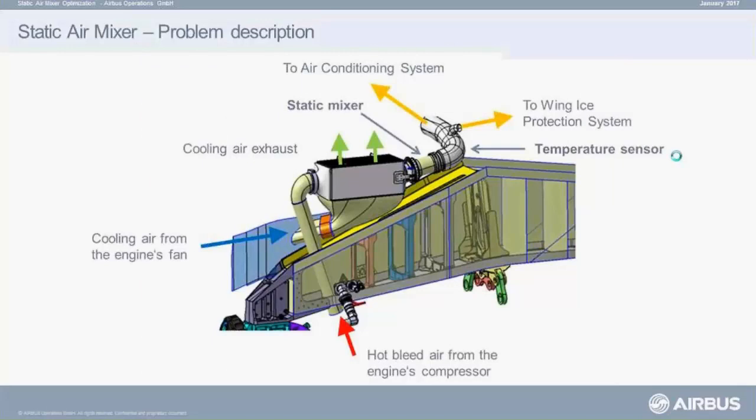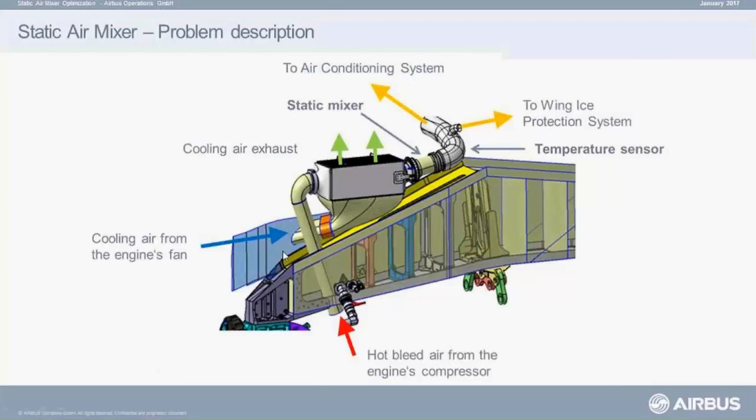When we look at the problem itself, you can see our bleed system architecture. Basically, we tap hot air from the engine's compressor, that is the red arrow in the lower part here. The tapped air can have quite a big range of temperatures. Depending on the operating condition of the engine, in idle you have low pressures and low temperatures. And when we go to takeoff, for example, we have a lot of pressure and also very high temperatures.